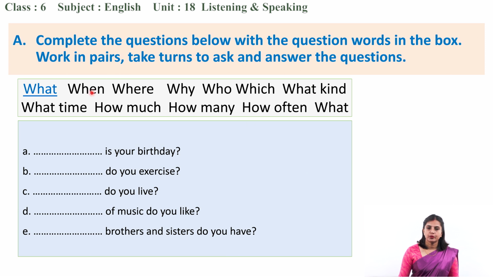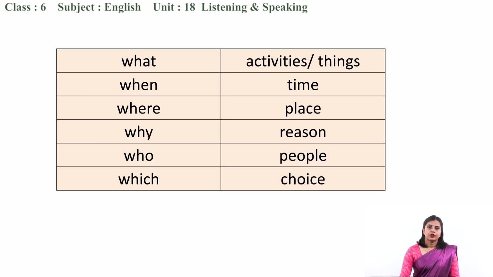So you see here are some WH words in the box. Now you have to fill up the gaps with those WH words. Okay, so before we actually begin, let us see what type of information these WH words provide. Okay, the first one is what. What is used to ask the question about activities or things, like, what are you doing tomorrow? What are you doing now? What do you want? What are you wearing? So when you have to ask the question about things or activities, we use what.